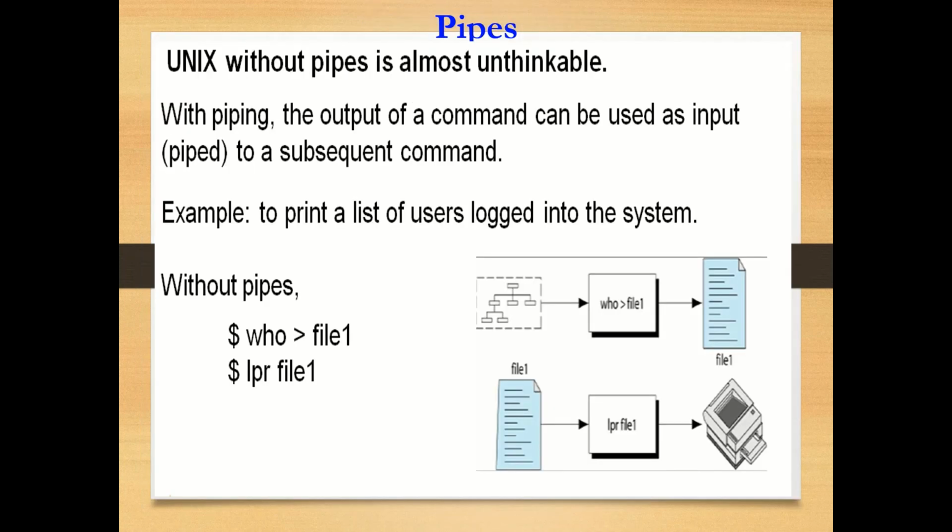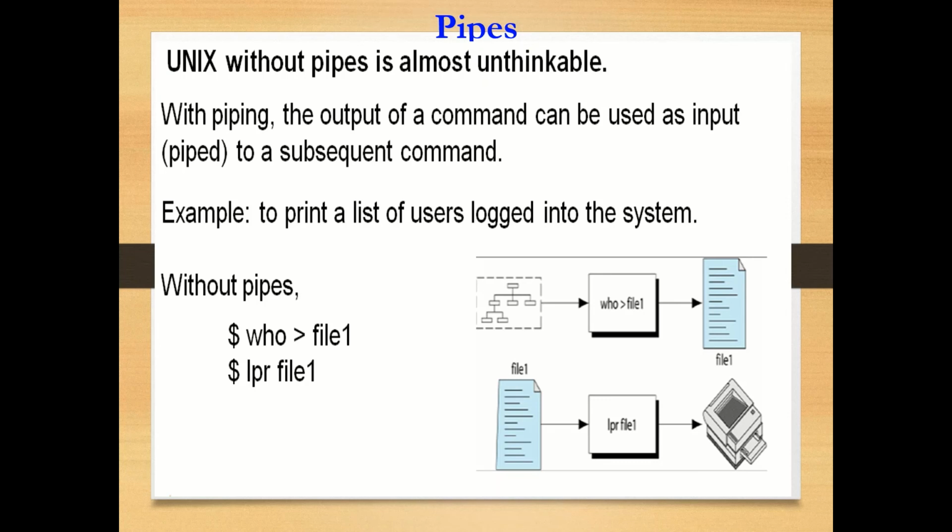Pipe is one of the examples for connecting commands. In Unix, life without pipe is almost unthinkable. Pipe allows the standard output stream to connect with the standard input stream such that one command can take input from another. With the pipe, the output of a command can be used as the input to the subsequent command. For example, consider printing a list of users logged into the system.